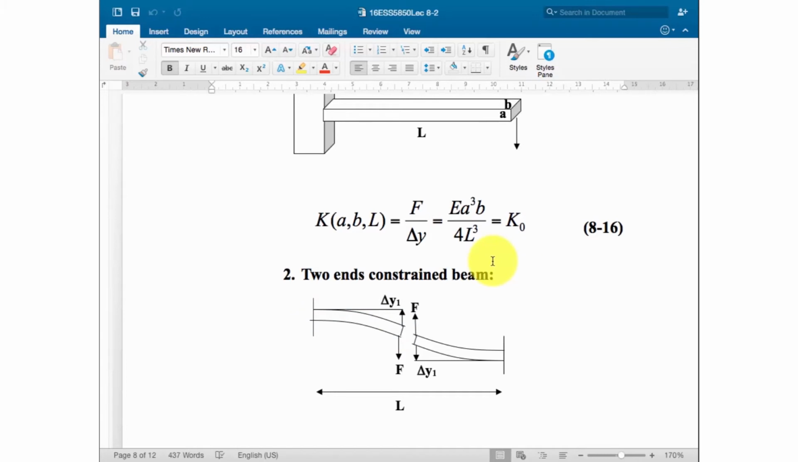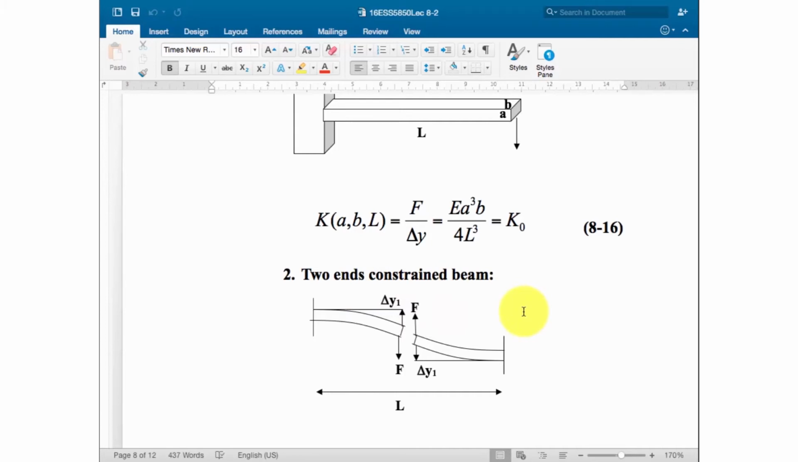Okay? Now, if we connect these two in series, the spring will become softer because the deformation will become twice. So originally you have 8K0. Now you reduce the spring constant by half. So the total final spring constant will become 4K0.